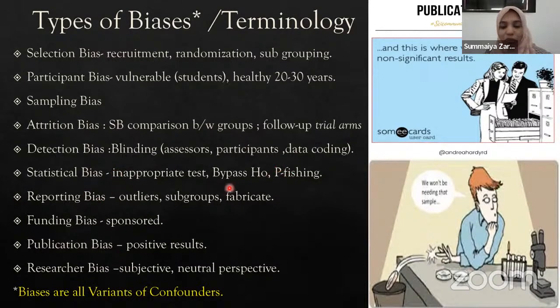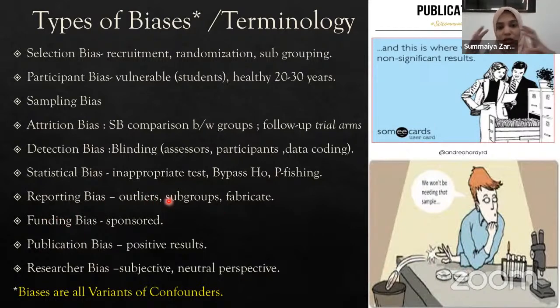Statistical bias, P-hacking: when you are bypassing your hypothesis. The objective was something else, the hypothesis was this and this, and you're reporting something else only because you have applied a wonderful statistical test over there, which is not needed, and that was not your intention in the beginning. That is a statistical bias. Sample size will also come in statistical bias. Reporting bias, obviously outliers, when you make subgroups, when you fabricate data, when you present it in a different format. Obviously now just see, we won't be needing that sample, so the researcher is thinking and he throws it off.